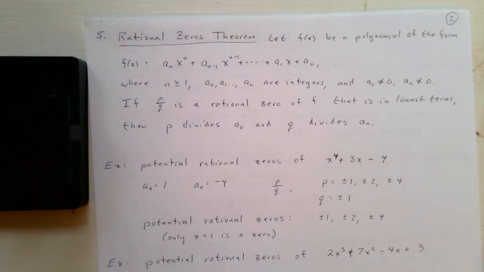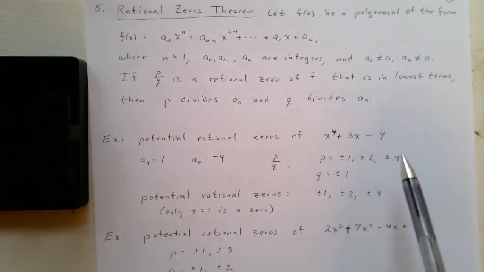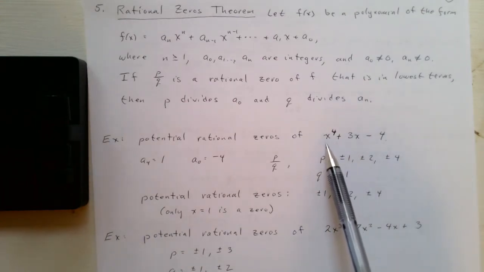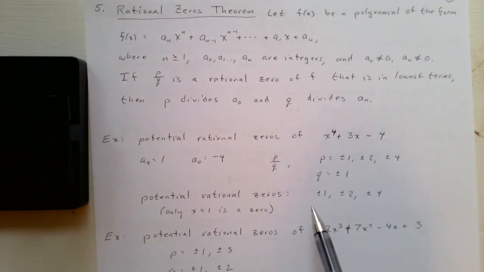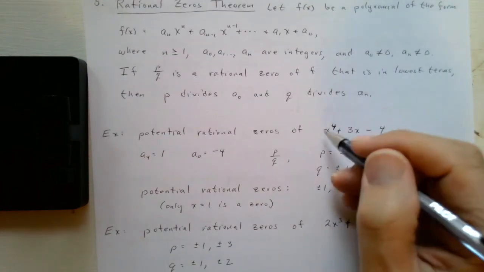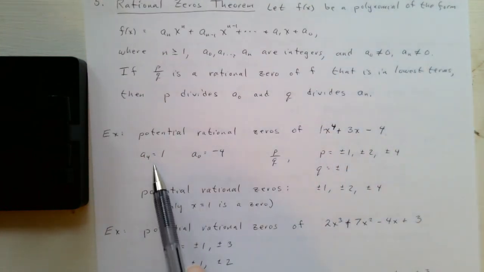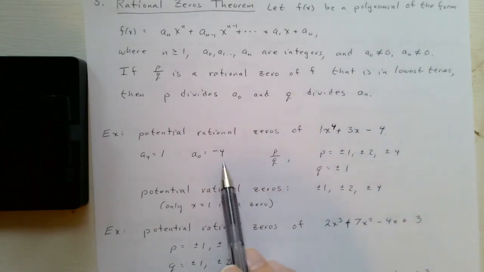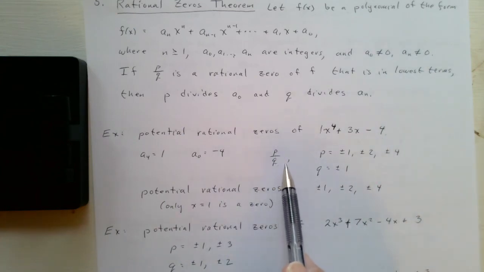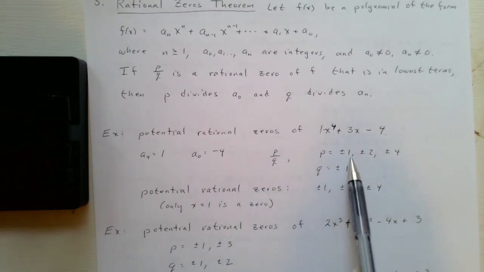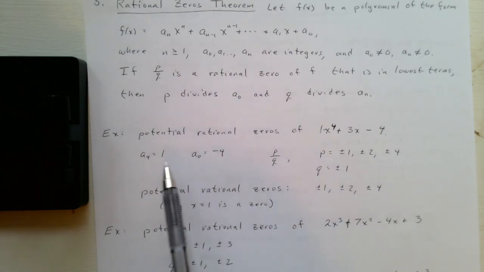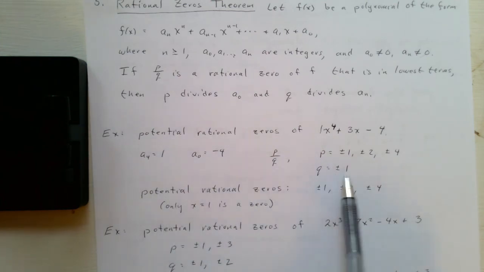As an example, suppose we want to find the rational zeros of x to the 4th plus 3x minus 4. In this case, the leading coefficient a sub 4 is 1, and the constant is negative 4. So if p over q is a rational 0, then p has to be a divisor of negative 4. The divisors of negative 4 are the same as the divisors of 4: plus or minus 1, plus or minus 2, or plus or minus 4. And q has to divide 1, which means q can only be 1 or negative 1.